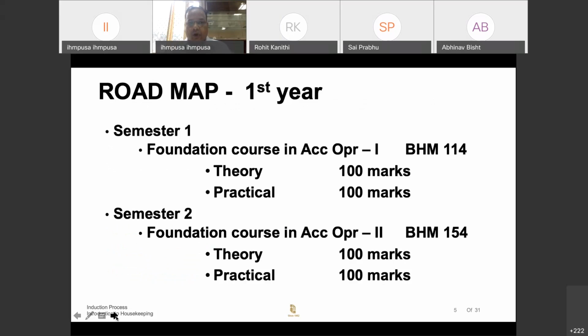Roadmap. All these subjects you will be studying as follows. Every year there are 100 marks for the theory component and 100 marks for the practical component. Similarly, in the second year also, there are 100 marks for the theory component and 100 marks for the practical component.